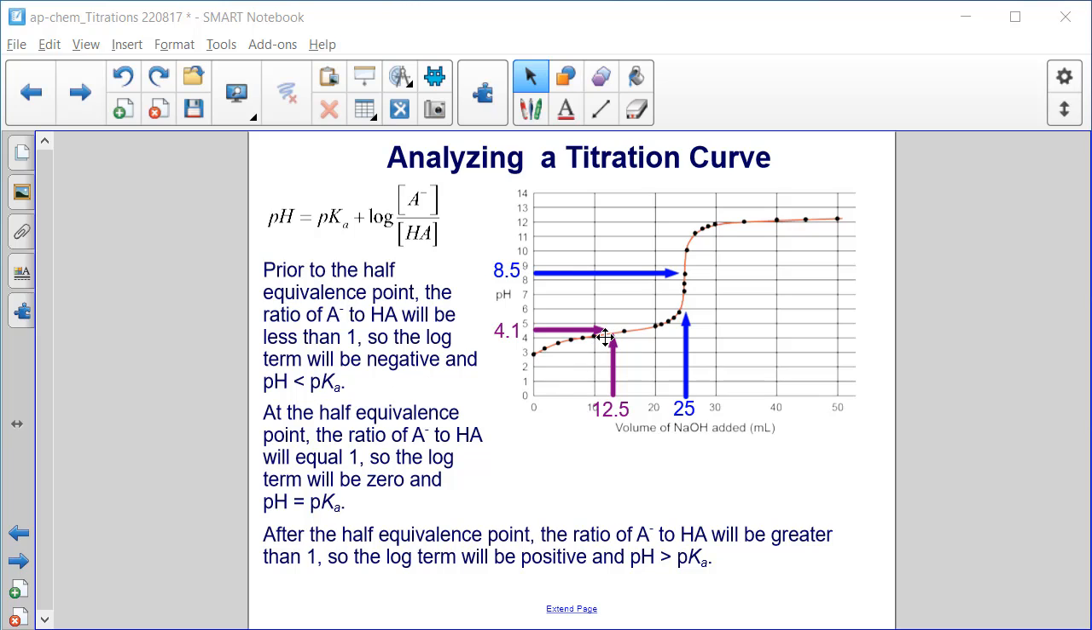At the half equivalence point, these two concentrations are the same. And so this log term is 0 and pH is equal to pKa. After the half equivalence point, we will always have more of the conjugate base than we have acid. So this ratio will always be greater than 1 and the log term will be positive. So we're adding to the pKa. So pH will always be greater than pKa.